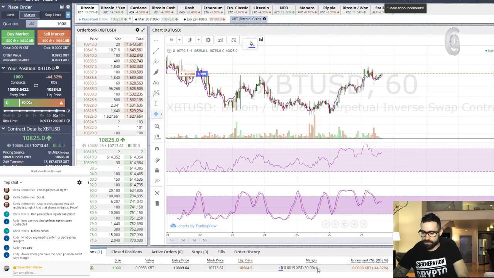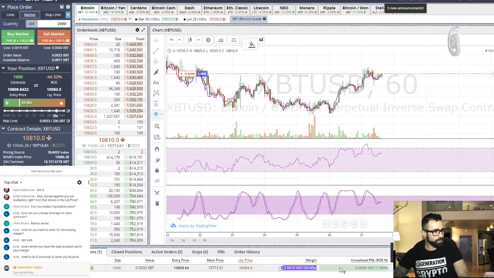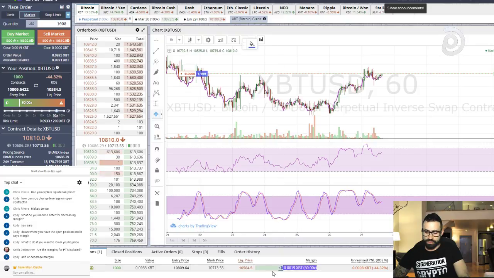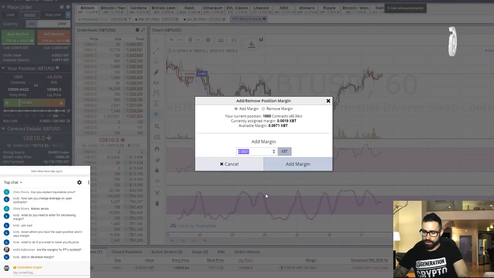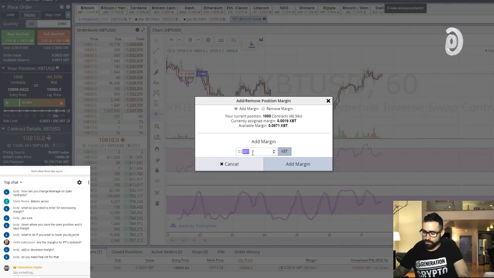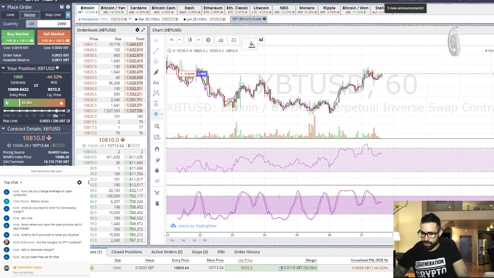Right, that is how much margin I currently have in this play, how much value I currently have in this play. If I wanted to lower my liquidation price, I would go to here and add margin to my play. So I have 0.0971. I could do 0.01 to kind of match that position size. I would add margin, and now the liquidation price is $9,572.